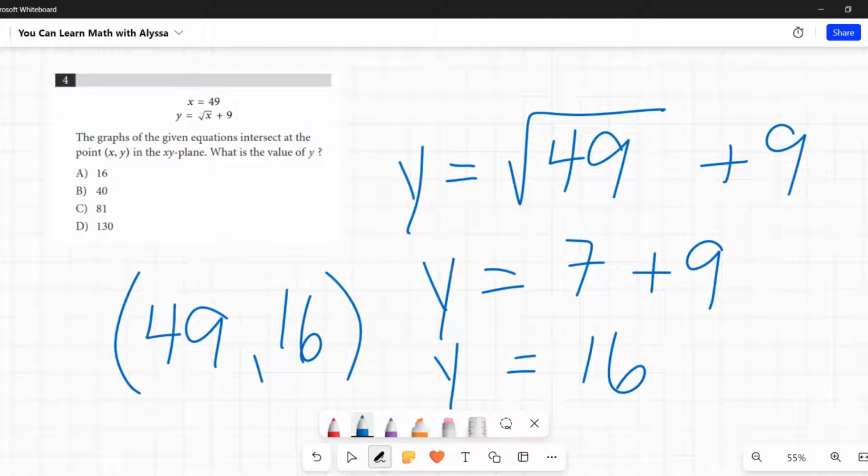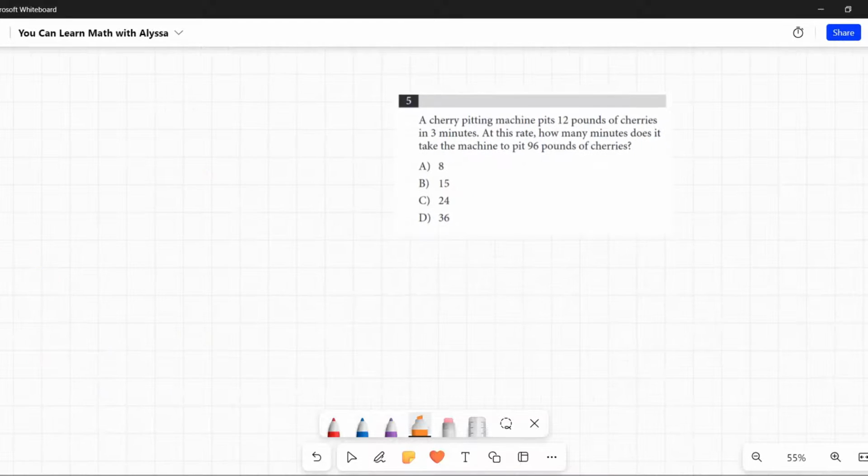So that's the coordinate, and they're asking what is the value of y? It would be 16. And they're actually playing nice. I'm shocked, honestly. I would have expected them to put 49 as one of the options there to be mean, but they didn't this time. So our answer is A, 16.